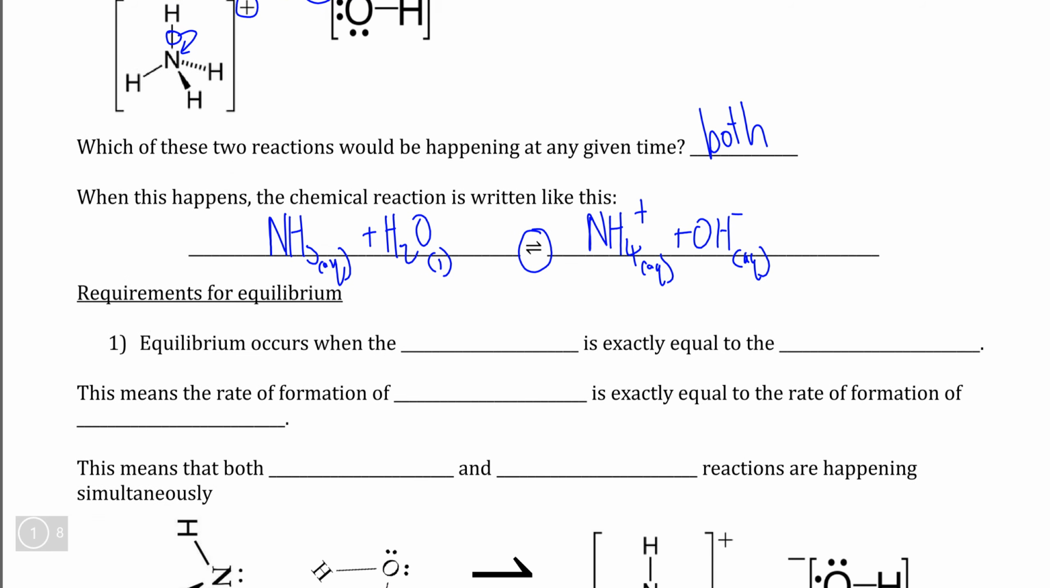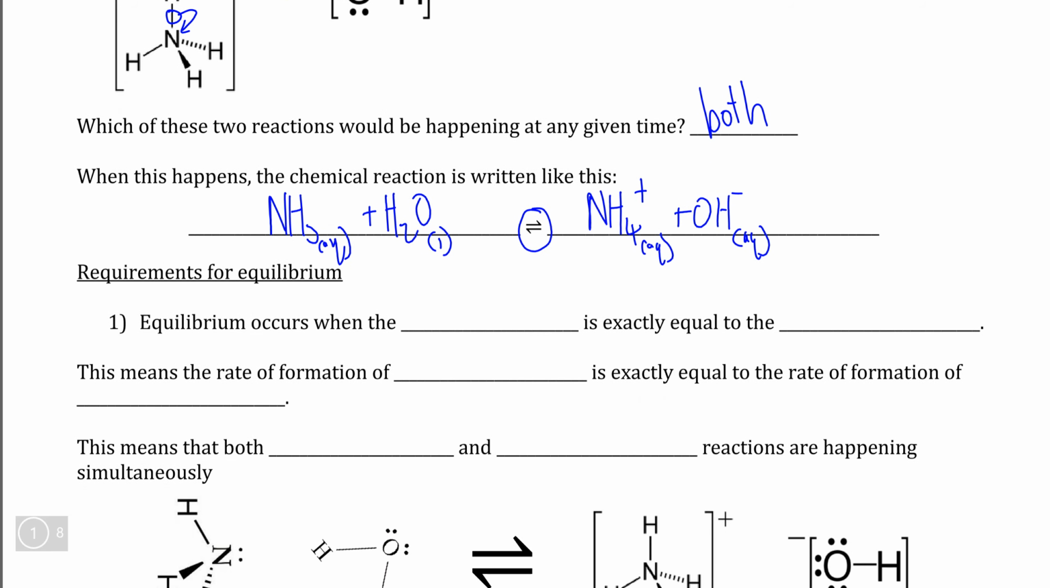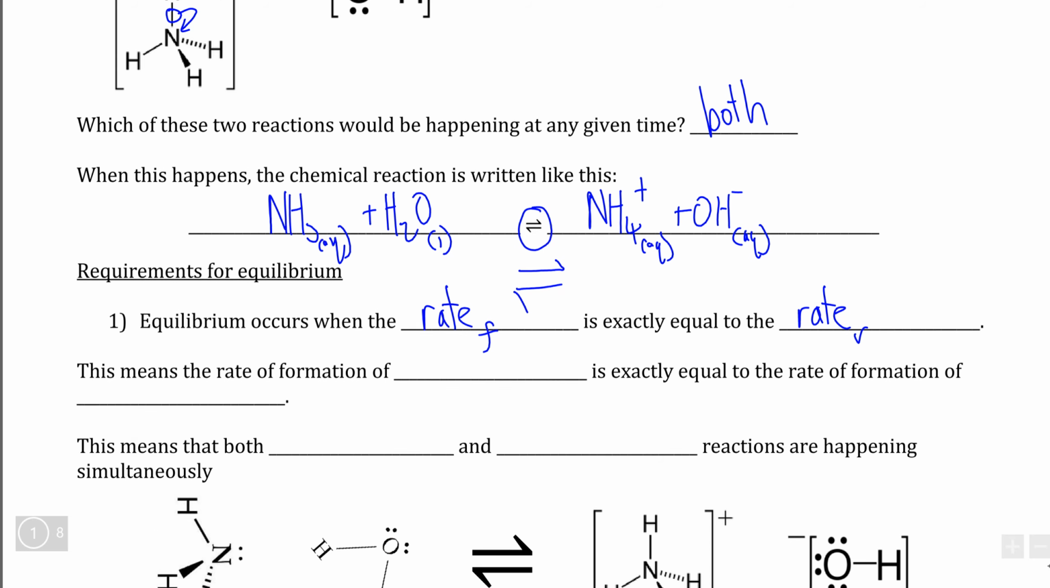and eventually what is going to happen is that the rate of the forward reaction, which we write as rate subscript F, is going to become equal to the rate of the reverse reaction, rate subscript R. And that's why these arrows are written like this, where the forward arrow and the reverse arrow are written of exactly the same length to show that the forward direction and the reverse direction are happening at the same rate.